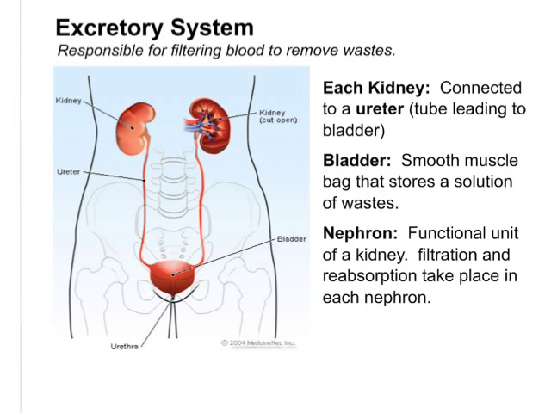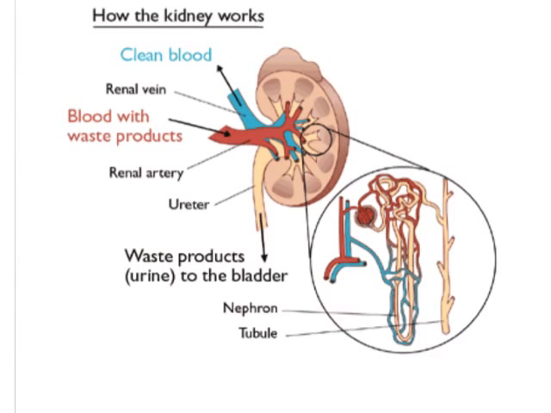It stores all of the solution full of wastes, and nephrons are the functional units of the kidney. Filtration and reabsorption take place in each nephron. So the kidney is made up of many, many tiny nephrons. In an overall view of how the kidney works, blood with waste products enters the kidney, and the kidney filters it via all of these tiny little nephrons, and clean blood then exits the kidney and goes back into circulation.